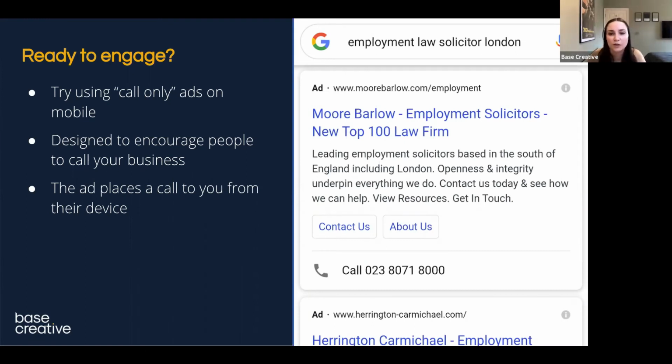So these are only shown to people who are on mobile, and like the example here, all they have to do is click on that phone number to start that call. So it makes it really easy for them to get in touch and take that next step.